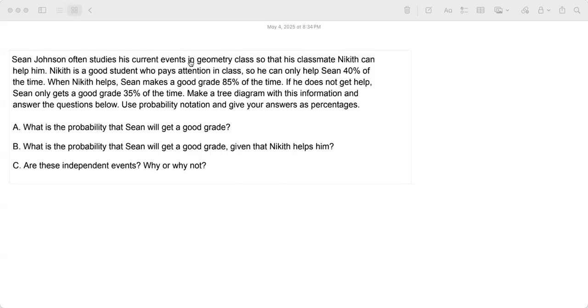Can you repeat the numbers one more time? Absolutely. Nikit is the person who is helping. Okay. Seen is the person who is getting help. The problem says Nikit can help Seen 40% of the time. So 60% Nikit is not going to help Seen. When Nikit helps, Seen can make good grades 85% of the time. When Nikit does not help, Seen gets good grade 35% of the time.